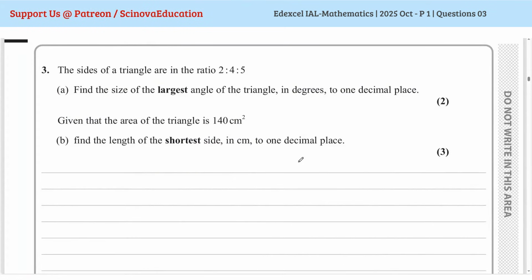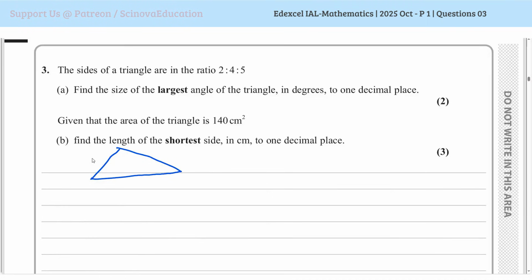Now this is a simple problem for 2 marks. However, I would explain this answer a bit in depth for the students who are struggling to answer. So you don't need to sketch the diagram, but for your reference, if you sketch the diagram, we get the ratio of the sides as 2:4:5.